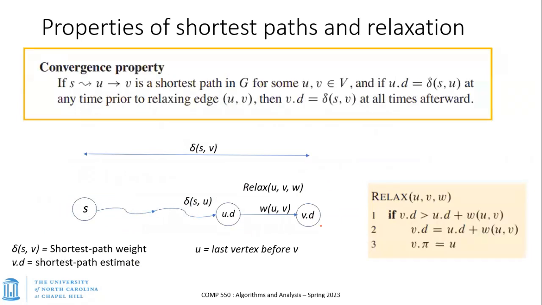So now if we look at some other properties, this is another lemma, which is the convergence property. And this is slightly more tricky than the earlier ones. It basically says that if you have a shortest path which goes from S to V.